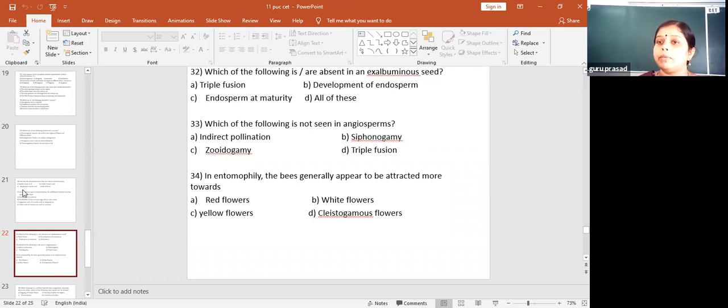What does zooidogamy mean? It is the mechanism of transferring male gametes where they swim near to the female gametes. That process is called zooidogamy. So it is usually absent in angiosperms and found in lower plants. Triple fusion. What is indirect pollination? Transferring of pollen grains from one flower to the stigma of another flower, on a different plant. What do we call this?